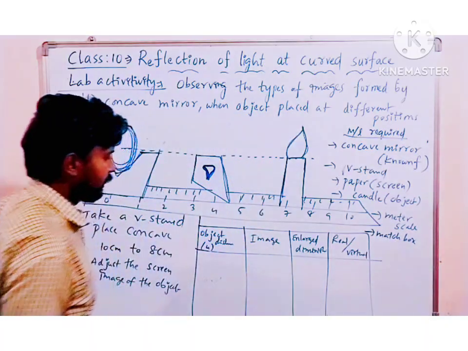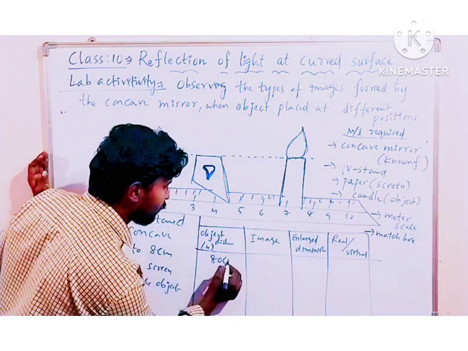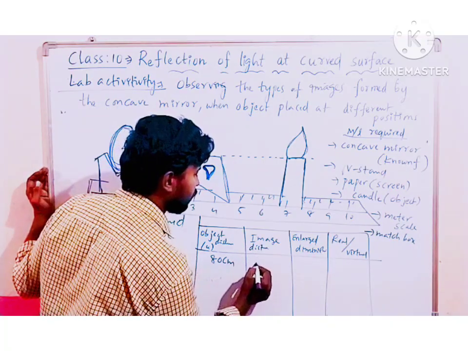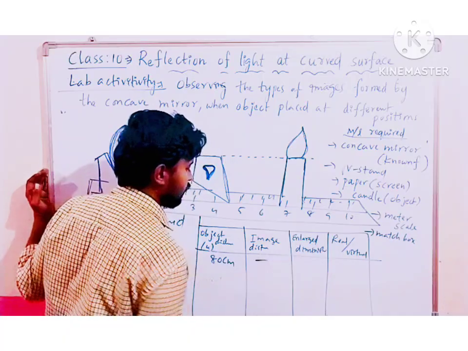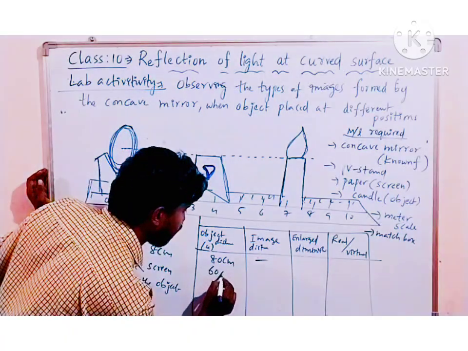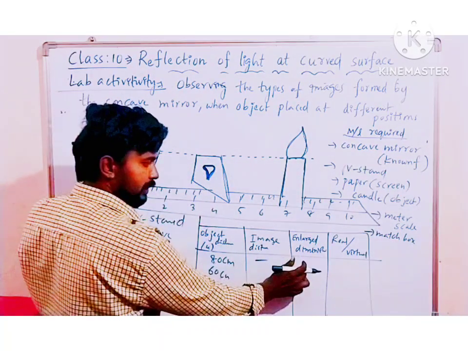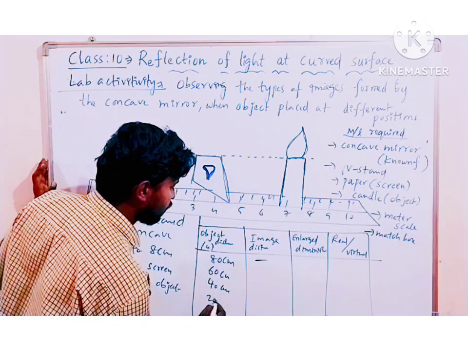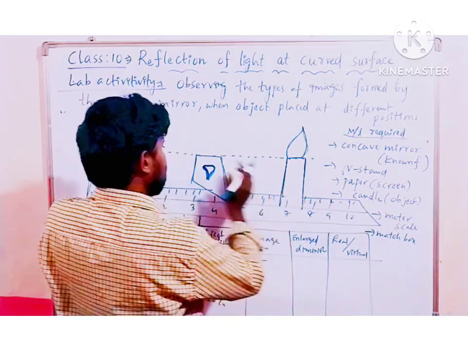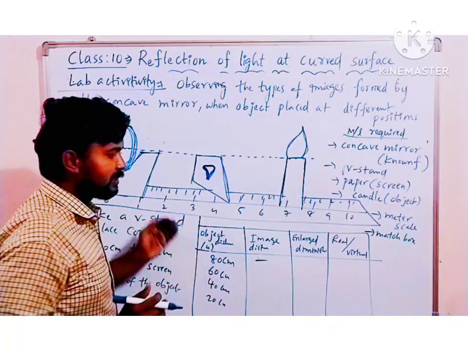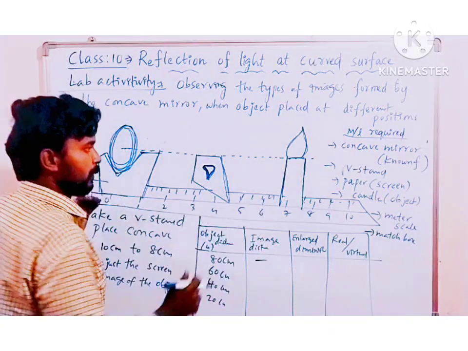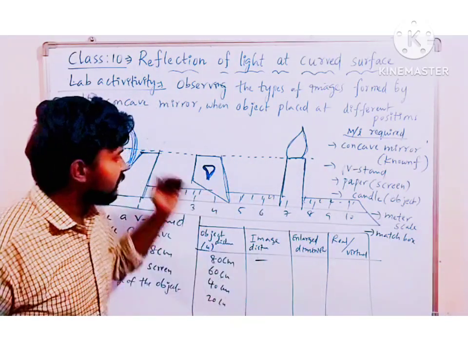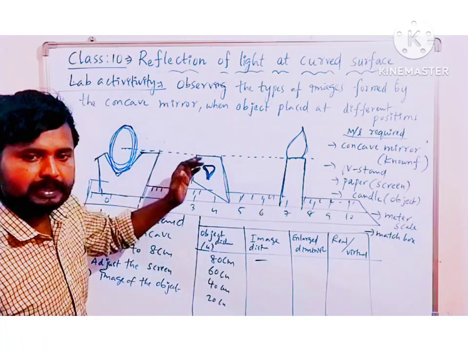You have to write these. Look here, for example, the object is placed at 80 centimeters. When you measure the image distance, by using the mirror formula you can find the image distance. If you keep the object at 60 centimeters, you will get different characteristics of the image. If you place the object at 40 centimeters, or at 20 centimeters, you will get a different position of the image as well as different characteristics. First, when you place the object at long distances, you will get a diminished real image. If the image is captured on the screen, we call it a real image.